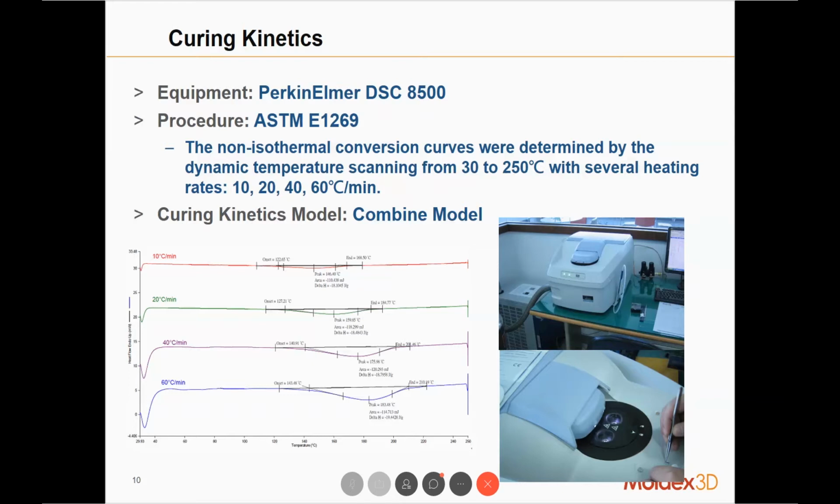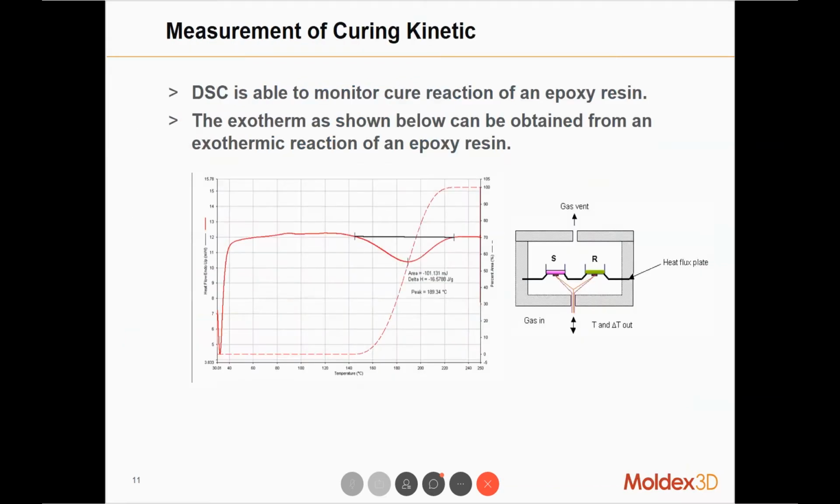So for curing kinetics, we can use the DSC 8500 with procedure ASTM E1269. We will perform the test under 4 different heating rates: 10, 20, 40, and 60 degrees Celsius per minute. And we'll heat up the material from 30 degrees to 250 degrees Celsius. So let's go to the next page first to look at what exactly it looks like.